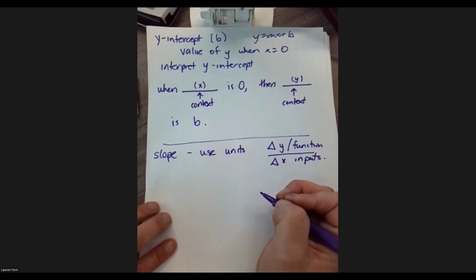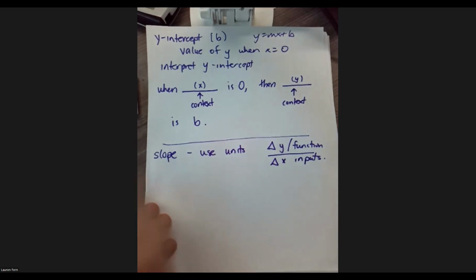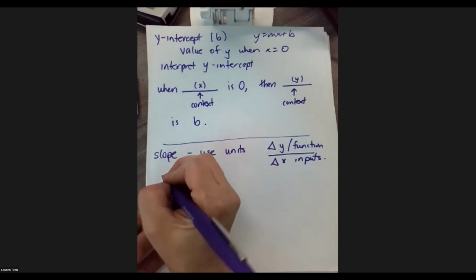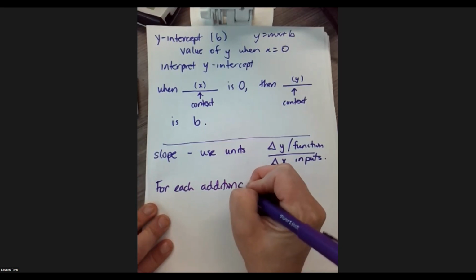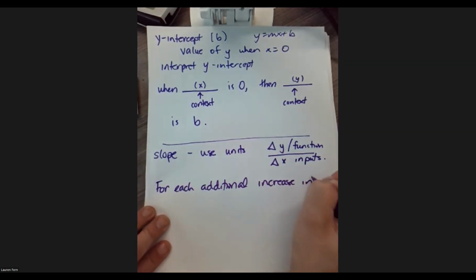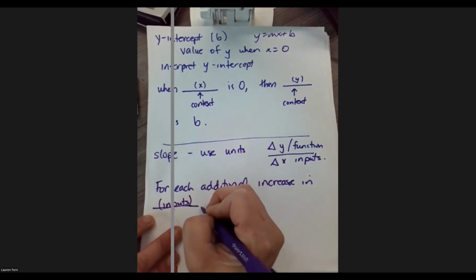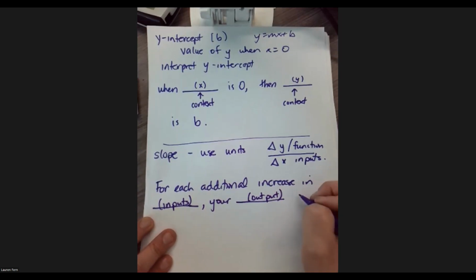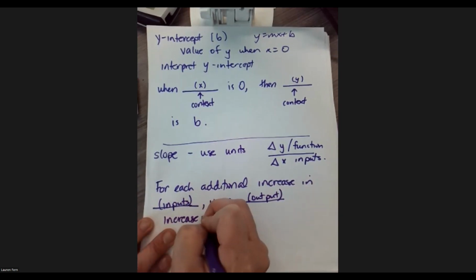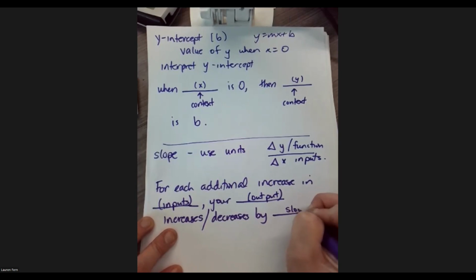And a template that you can use for right now to get us started with doing the interpretations is: for each additional increase in whatever our inputs are, whatever your output is either increases or decreases by whatever your slope is essentially.